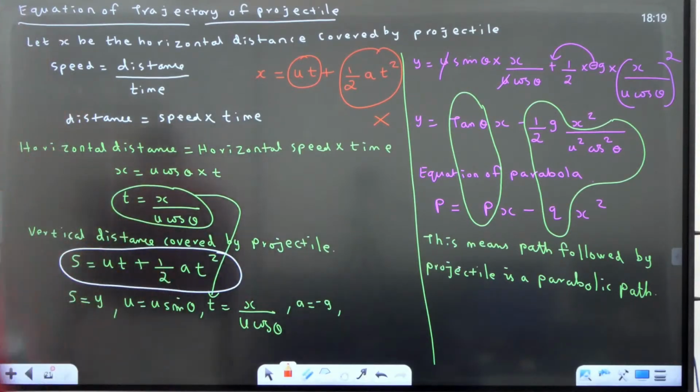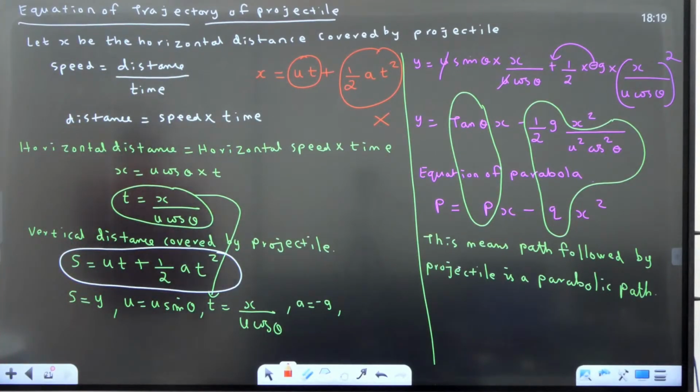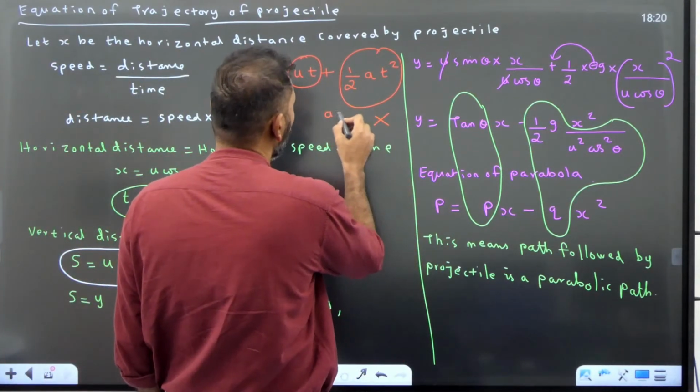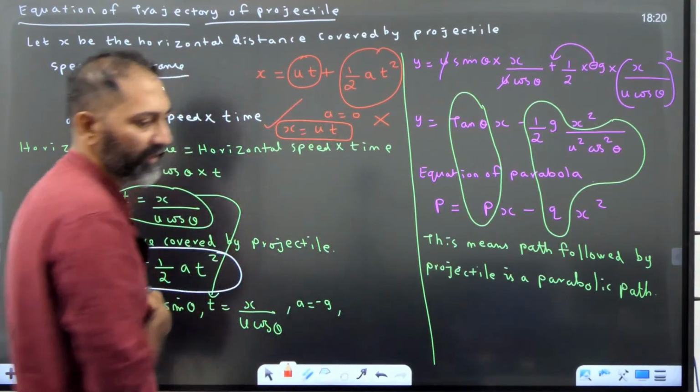Can anybody type your reason? What is the reason for not opting S equal to ut plus half a t square, rather using only S equal to ut? Why am I not taking the half a t square term for finding the horizontal distance formula? Very good, Aradi. Constant acceleration. Aradi said it correctly. Since acceleration is 0, x equals what? Only ut. I hope all of you got that point.